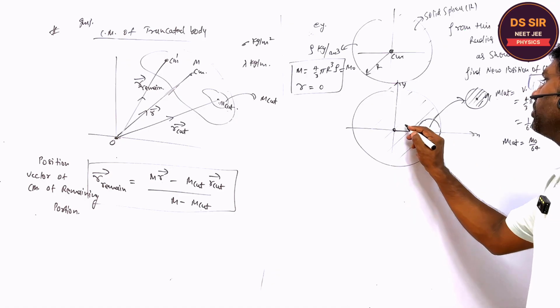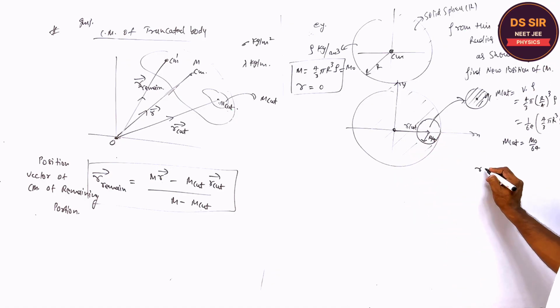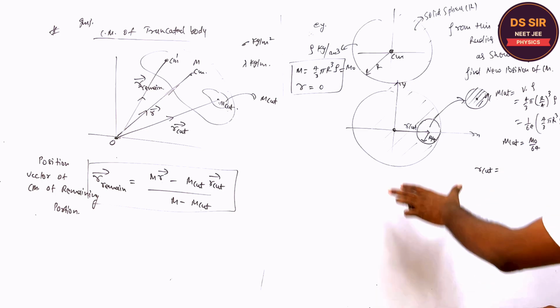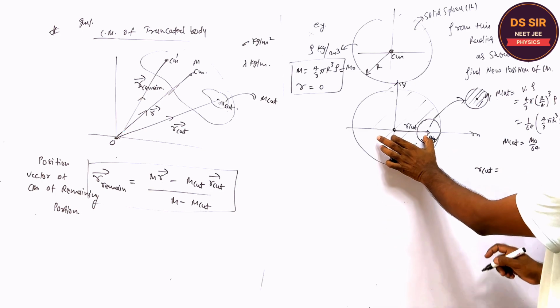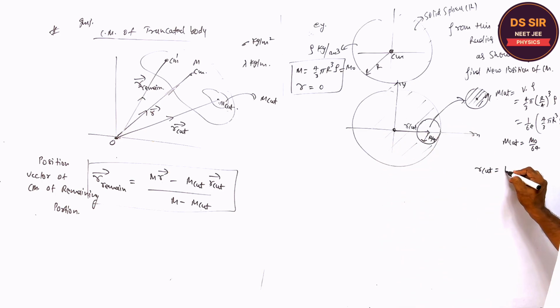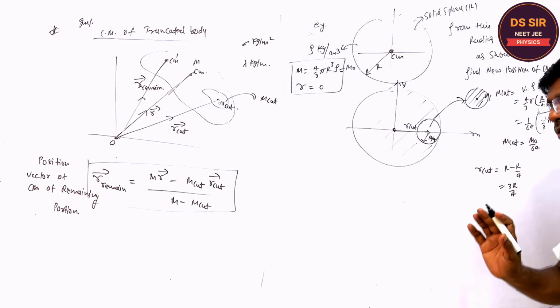From here, can you tell me what will be the r cut? Please tell. What is the r cut? This is the distance of the, yes, r minus r by 4. It is 3r by 4. Is it clear or not?